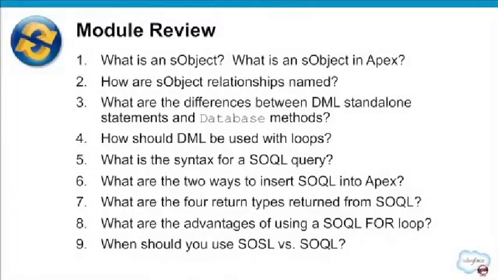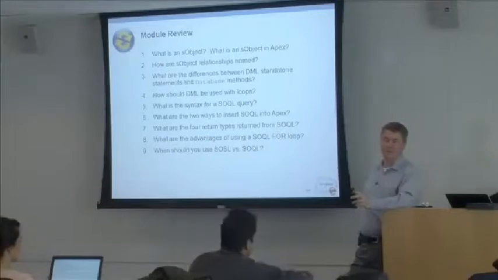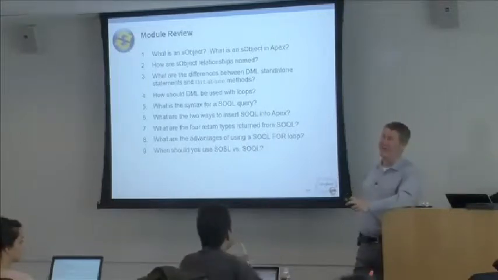What is the key difference between the standalone DML statement and the database methods? They both are going to modify data in the database. What's the one thing that separates the two? Database gives you a couple more options. And what are those? All or nothing. That's the key option. So it gives you the all or nothing. So you can set all or nothing equal to false in the case of the method format.